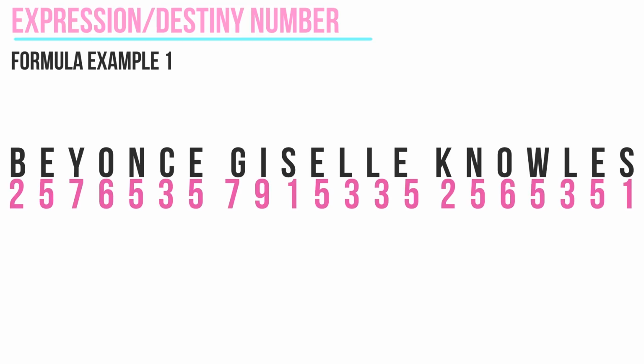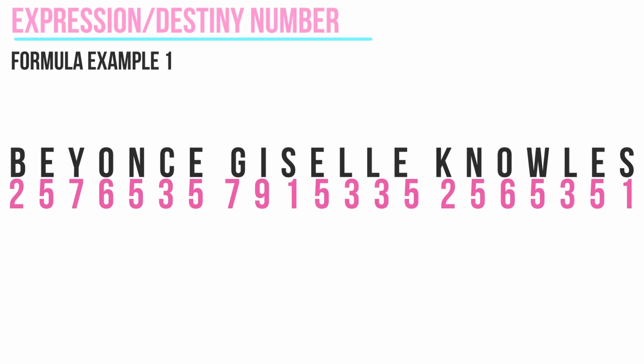So B is 2, E is 5, Y is 7, O is 6, N is 5, C is 3, E is 5, G is 7, I is 9, S is 1, E is 5, L is 3, L is 3, E is 5, K is 2, N is 5, O is 6, W is 5, L is 3, E is 5, and S is 1.